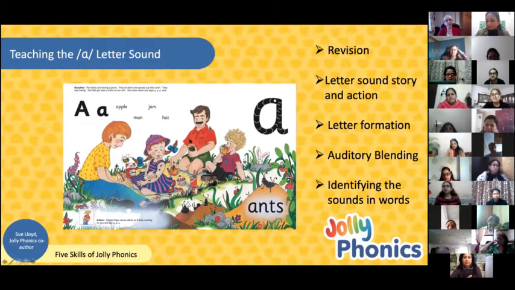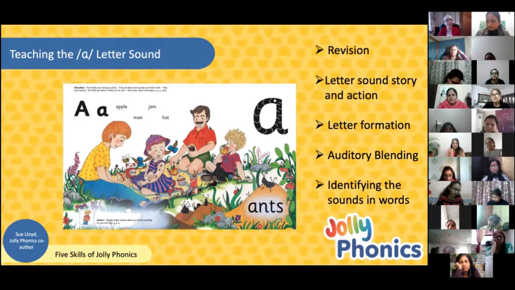Then on the A, there's another story. And in the story comes the A sound. And this one is the family having a picnic, and the girl sees ants going up her arm, and she looks in alarm and screams, ah. And the action then is wiggling your fingers on the arm, ah.